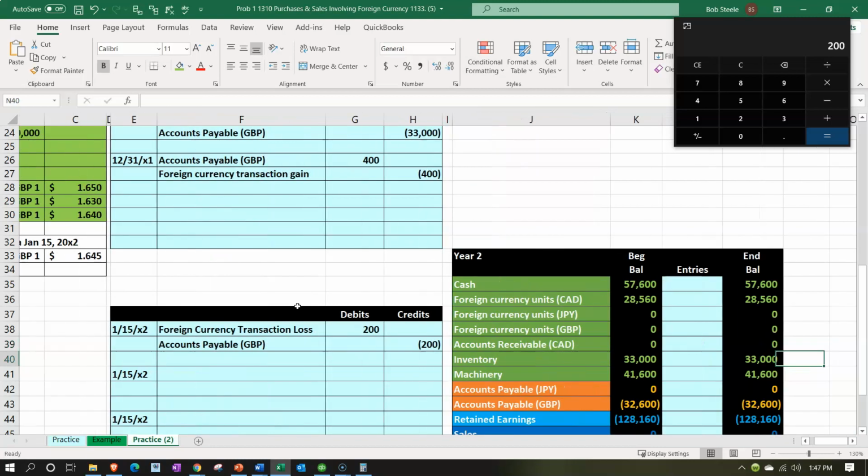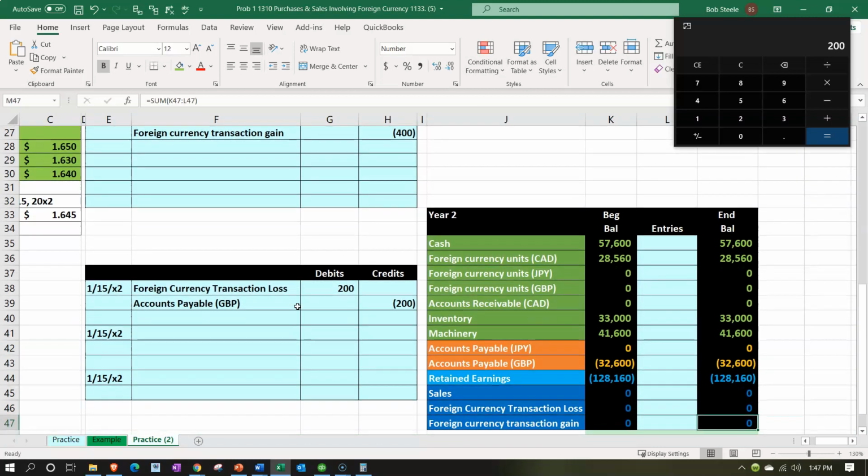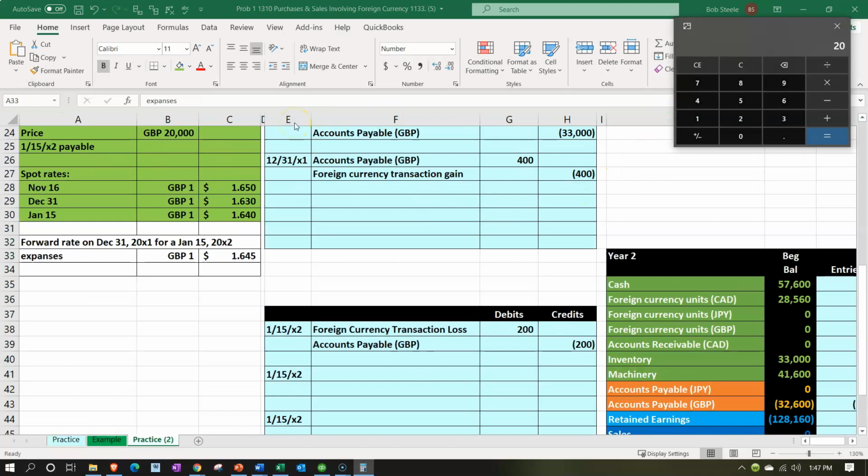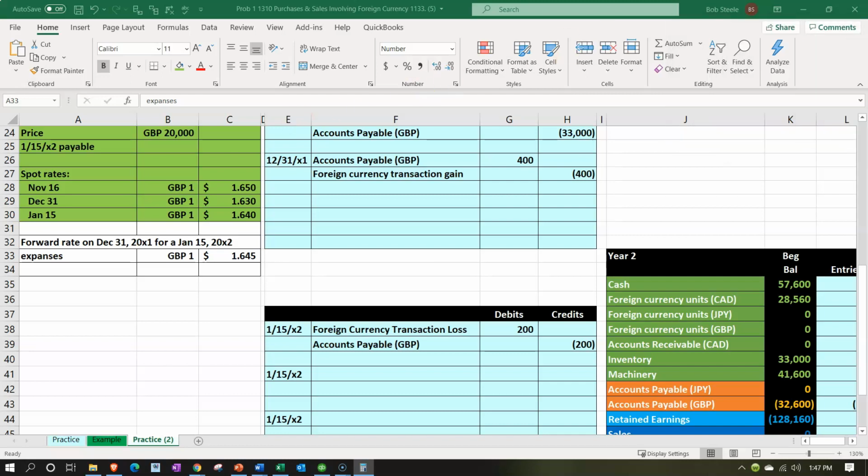Recording this out, we've got the foreign currency loss down here, a loss of 200 with the debit. And then the accounts payable is going to be credited for the 200, bringing the balance up to what it should have been, as we saw, 32.8, which is once again the 20,000 pounds that we're going to pay times the current exchange rate, 1.64, so 32.8.